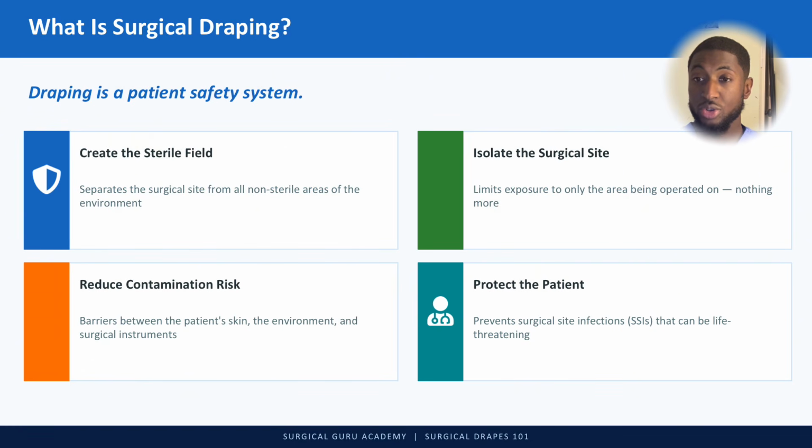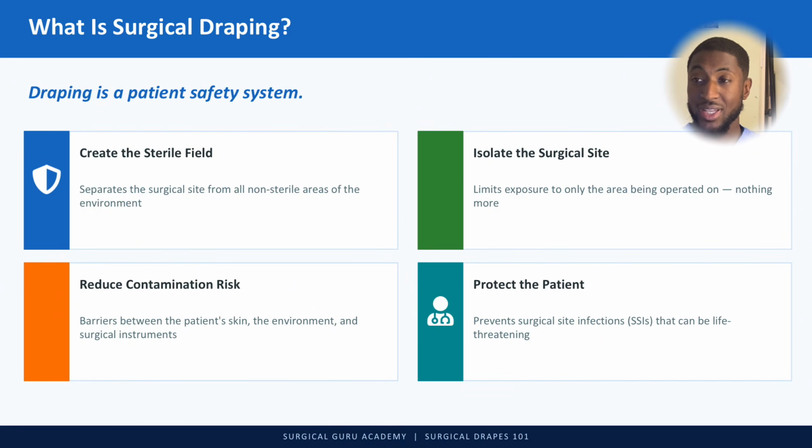And when you create that sterile field around the area where you're going to do surgery on the patient, you have a sterile environment so that the area in which you are operating can stay as sterile or surgically clean as possible to prevent any type of infection, right? That's the second point in this slide, it reduces contamination risk. So barriers between the patient's skin, the environment, and surgical instruments.